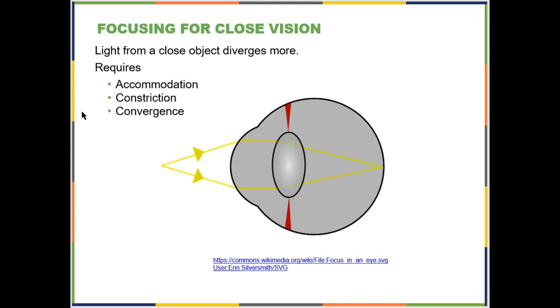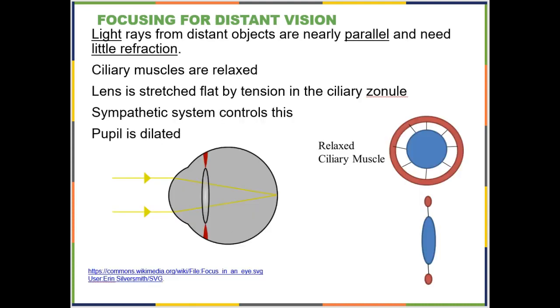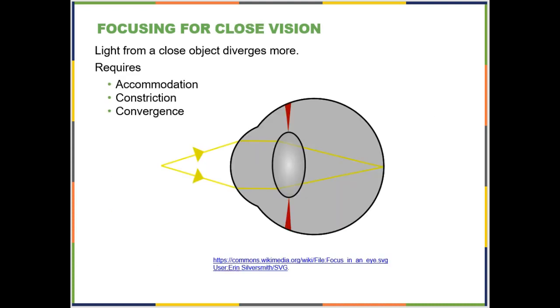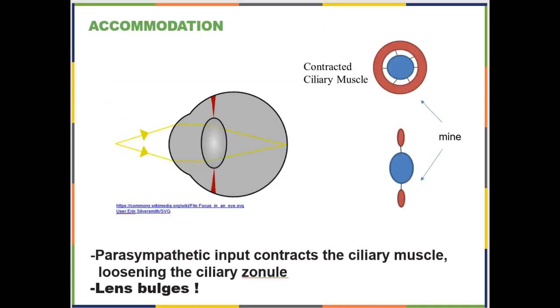When you change to something that's close up, three different things happen: accommodation, constriction, and convergence. So for distant vision, everything is on the same slide. For close-up vision, it's spread out over a couple of slides. So first up is accommodation, right? Now the light rays are more divergent, which means your lens needs to be thicker if it's going to focus the divergent light rays on the same spot in your retina.